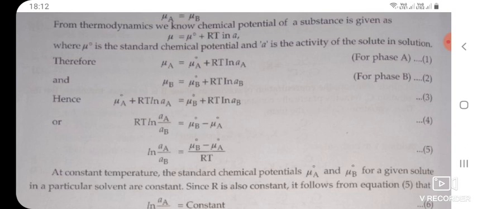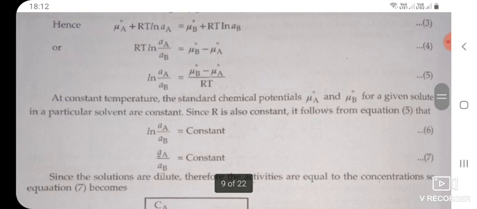ln(A/AB) = (μ°B − μ°A)/RT. At constant temperature, the standard chemical potentials μ°A and μ°B for a given solute in a particular solvent are constant. Since R is also constant, it follows from equation 5 that ln(A/AB) equals a constant, so A/AB is equal to a constant.